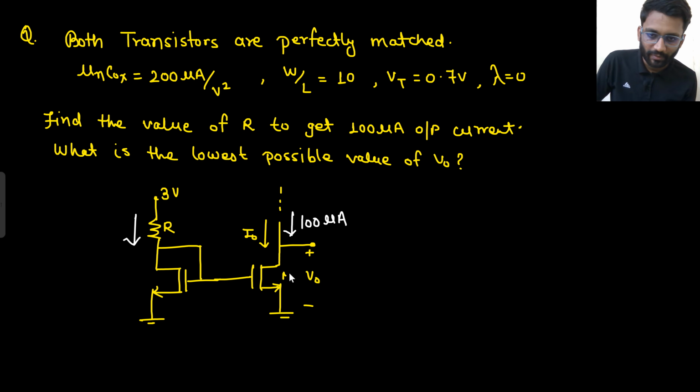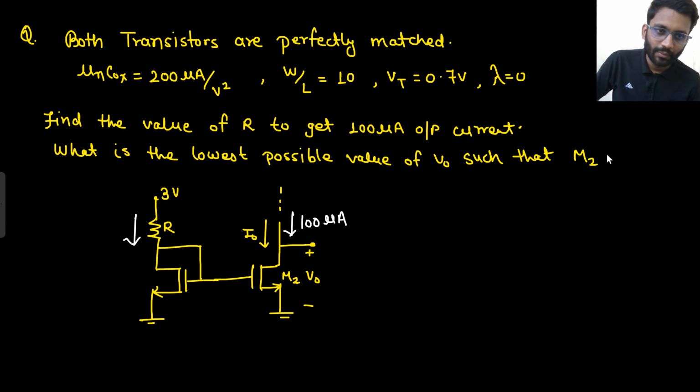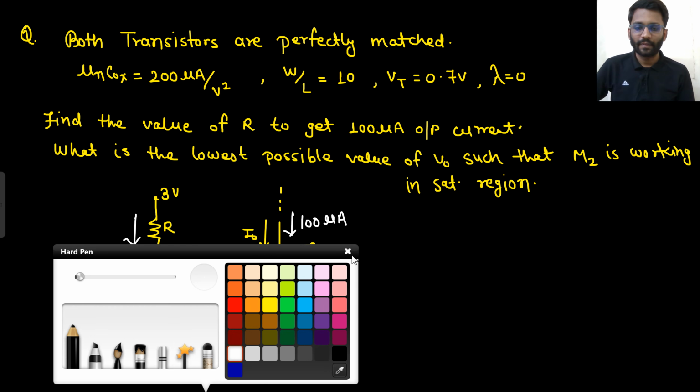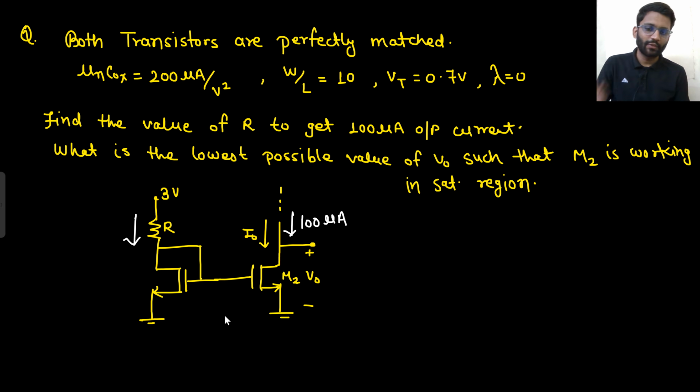The question is incomplete. I should have written "such that M2 is working in saturation region." So M2 is working in saturation region. This is also working in saturation region. That means both are in current mirror and both are matched. That means if 100 microampere current is there, this will also have 100 microampere current.